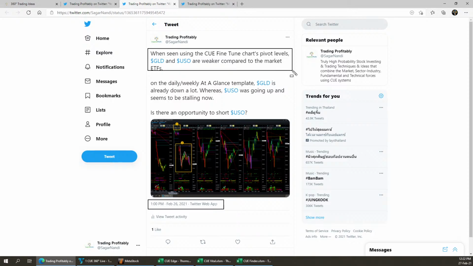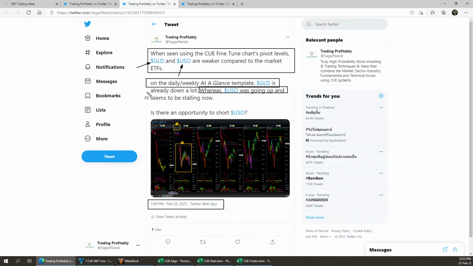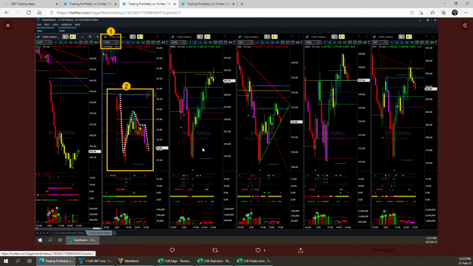When seen using Q fine-tuned charts pivot levels, gold ETF GLD and oil ETF USO are weaker compared to the market ETFs. On the daily weekly at a glance, gold is already down a lot, whereas USO was going up and seems to be stalling now. Is there an opportunity to short USO? And there was an opportunity, and I shorted USO using the fine-tuned chart. Recently, some people asked during the webinars how to use the fine-tuned charts. I think I have explained it many times, and this is another live example.